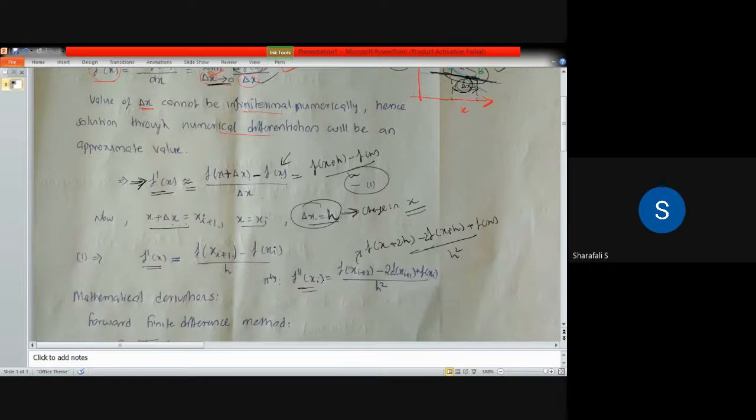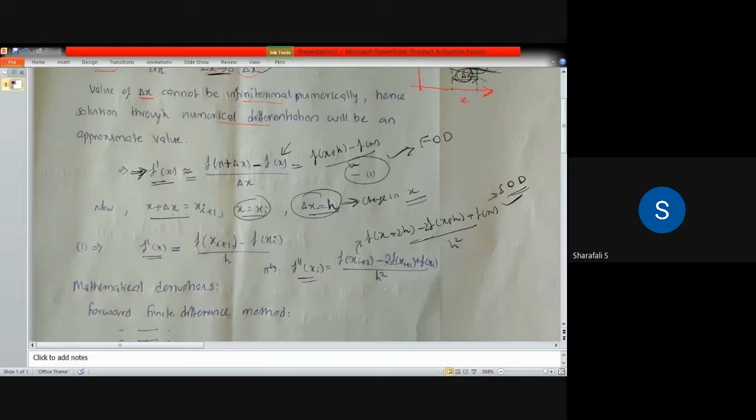In this case it is at xi. We are considering x equal to xi here. So at any given point, you can find the numerical differentiation of that given function by using these two equations. This is for the first order derivative, and this is for the second order derivative of this function.